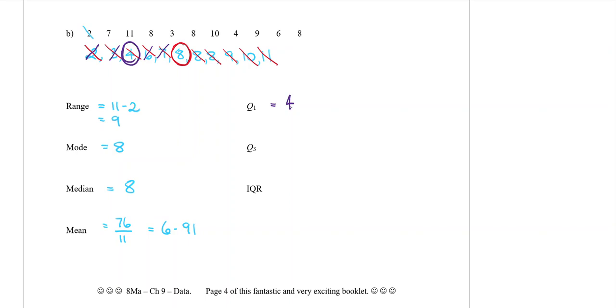4 is my Q1. Let's go to the upper end. There's these 5 numbers, because the 8 doesn't count. I would cross off the 8 with the 11, the 8 with the 10. So what's in the middle? The 9. So you can cross those off if it helps you to visualize. Q3 is 9. The interquartile range is the Q3 take the Q1, which is 9, take away 4, which is 5. Right, what do you think? Is it getting easier? We are going to do it again, but the last one is a little bit different.